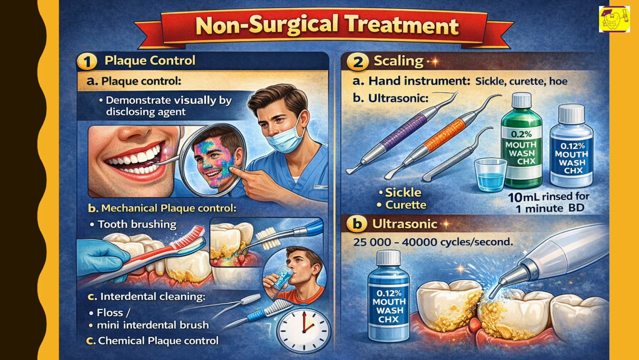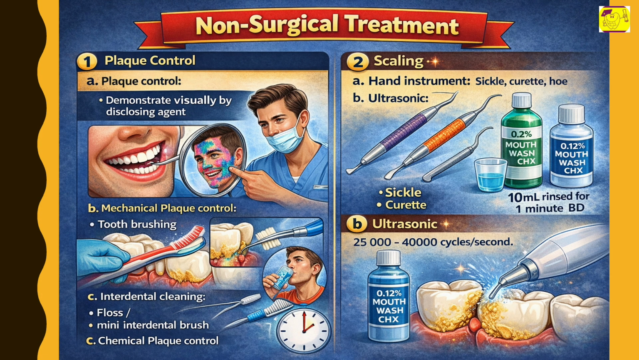When the periodontist uses the term non-surgical periodontal treatment, it includes threefold. First is oral hygiene instructions, second is mechanical plaque control, and third is chemical plaque control. Under oral hygiene instructions, it is educating the patient, and that can be enhanced with visual demonstration using a disclosing agent. Under mechanical plaque control, we have the use of toothbrushing, interdental cleaning such as dental floss, interdental toothbrushes, and the latest that we use is water pick or water floss.